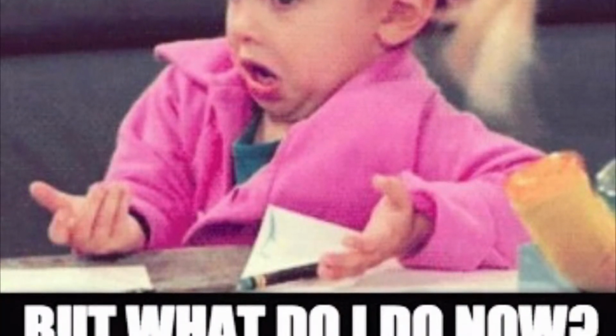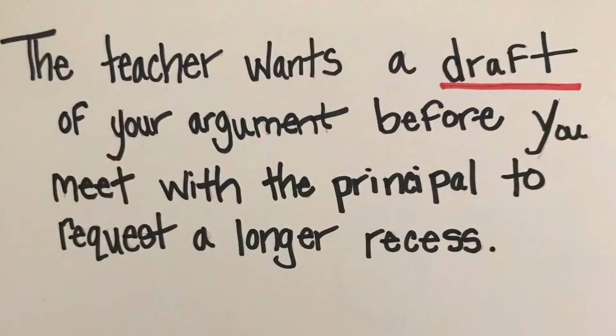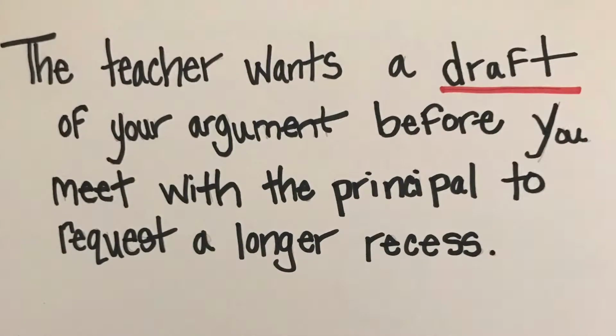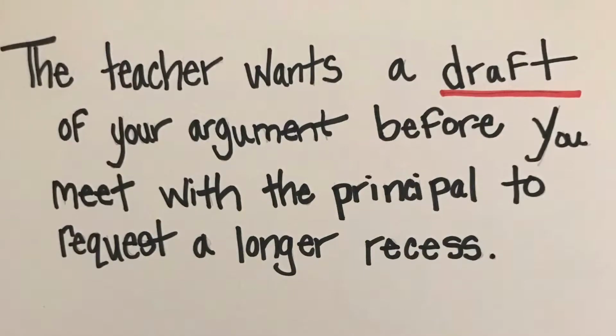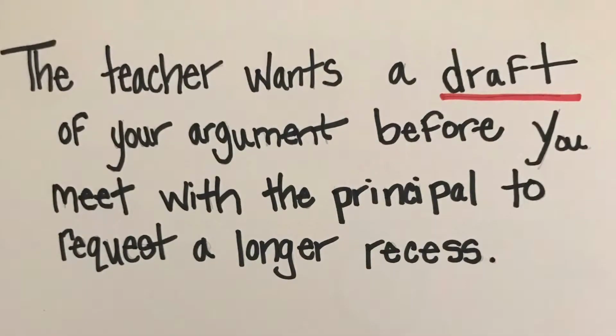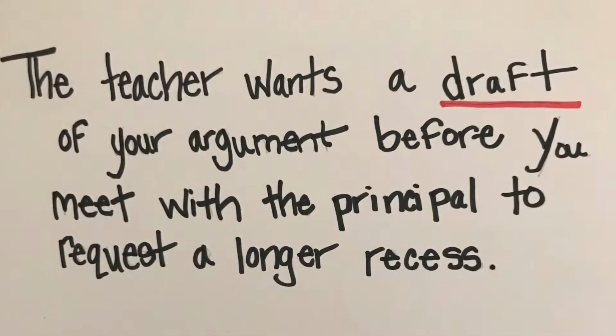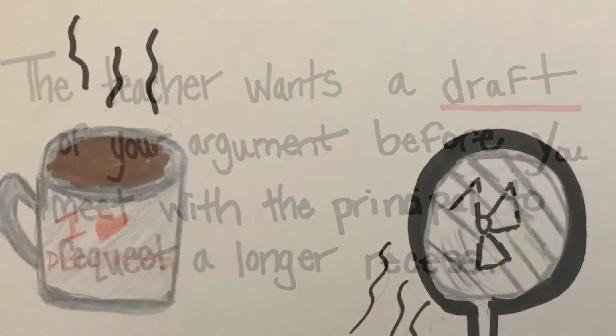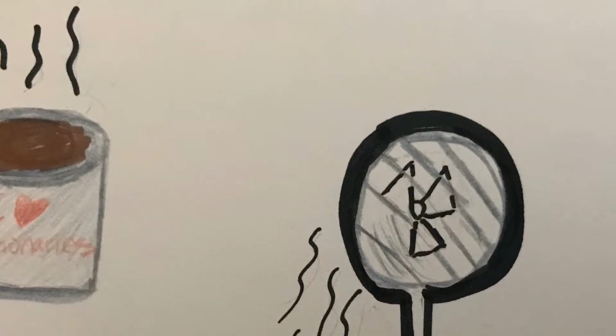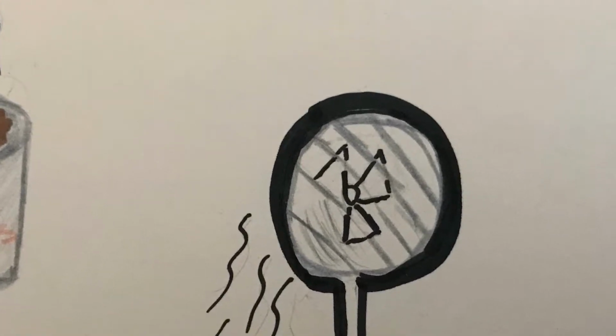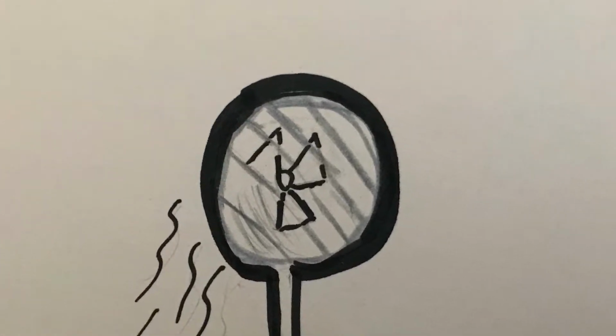If you've used the dictionary before, you might know that sometimes once you locate the word you need, you find more than one definition, and each definition is very different from the other. For example, the teacher wants a draft of your argument before you meet with the principal to request a longer recess. The word draft in the dictionary is defined as a liquid for drinking, a plan, or a current of air. Okay, so we have air, liquid, or plan.